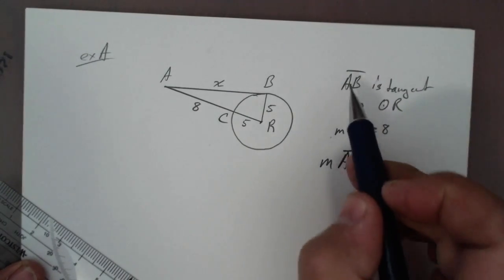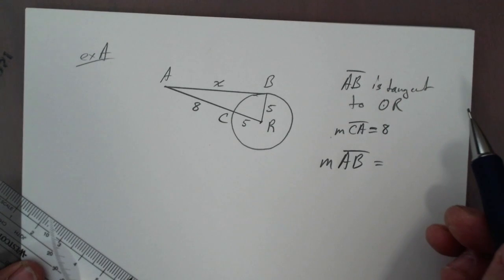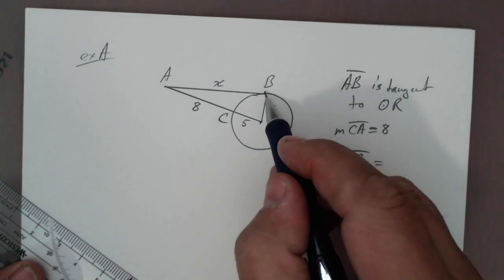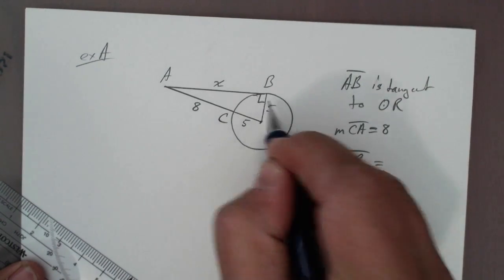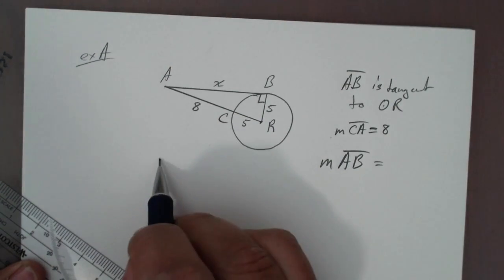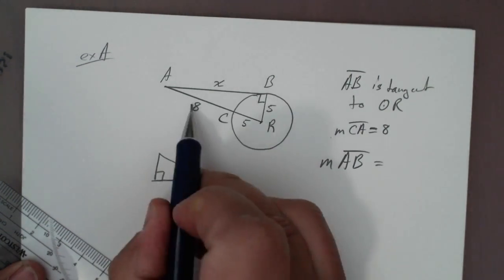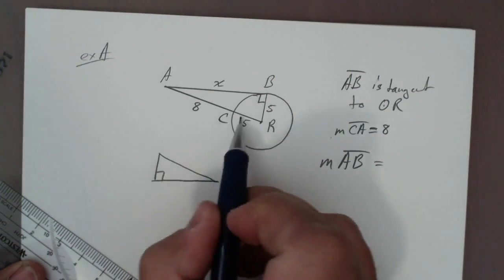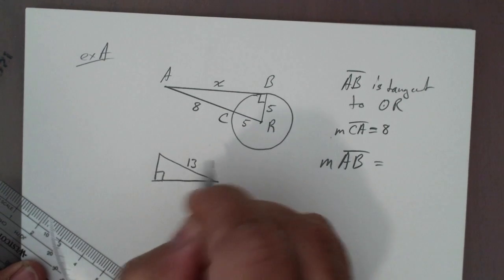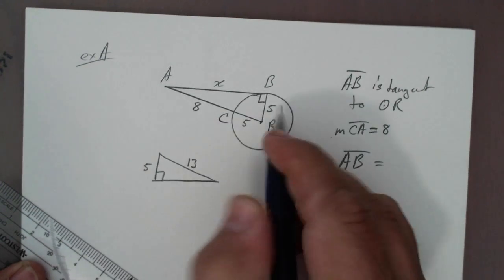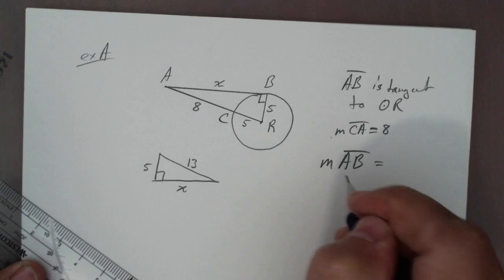The cool thing about knowing that AB is tangent to circle R at point B is that we know this is a 90-degree angle. So this becomes a Pythagorean theorem problem. Our hypotenuse is opposite the 90 degrees, so that's 8 plus 5, which is 13. Our short leg is 5 because that's the radius, and then X is our long leg.